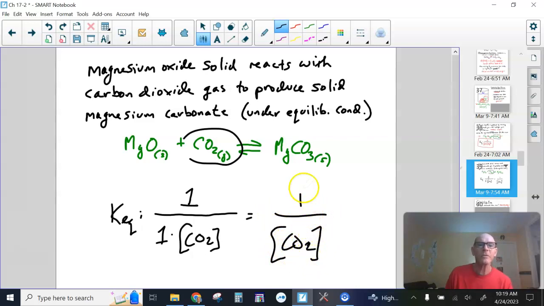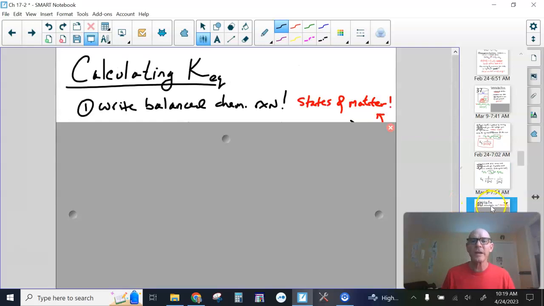So the equilibrium constant, the position of equilibrium in this chemical reaction, only depends on how much carbon dioxide gas is present. And that's all. So just remember that trick. So now we're going to move into calculating using the equilibrium constant. Now that you know that one trick about pure phases of matter, solids and liquids.